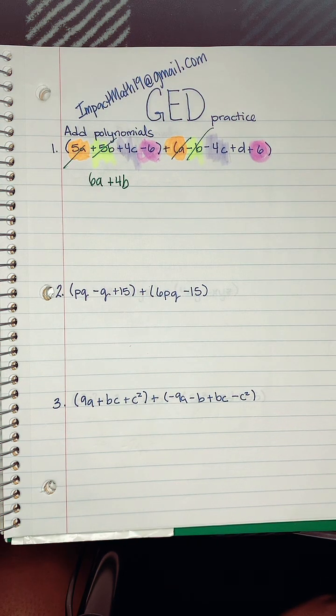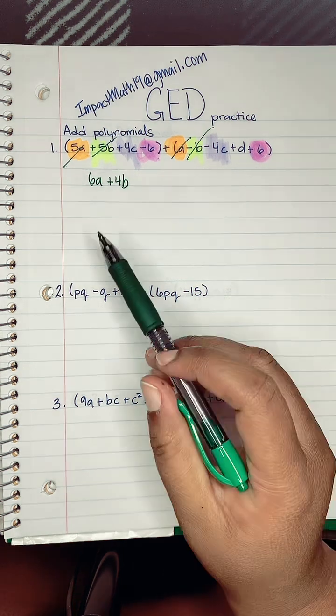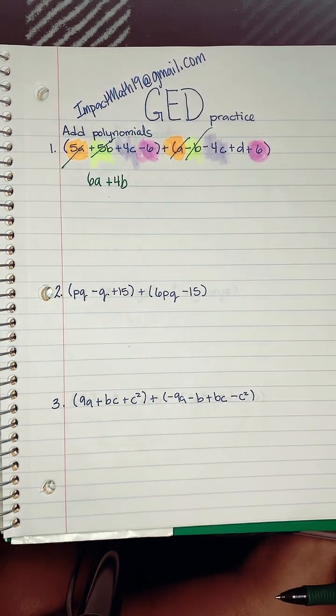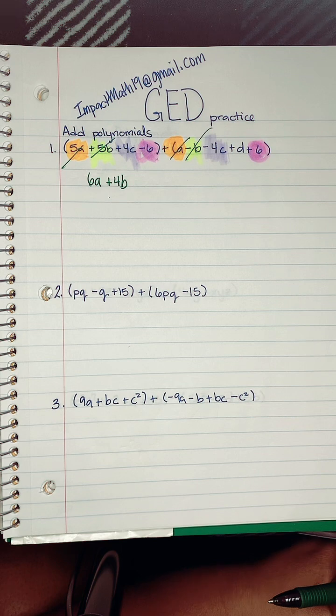Okay, 6A plus 4B. Oh, I see, 6A plus 4C plus D. Don't forget the 4B in there. Can you explain again what is a polynomial?